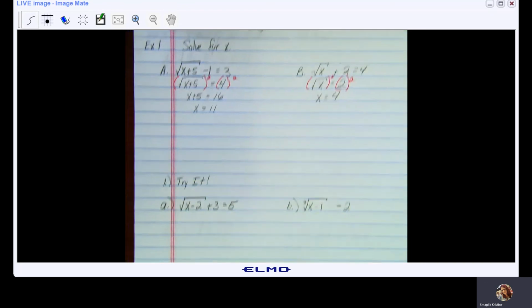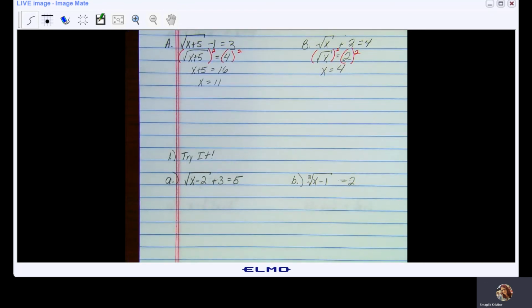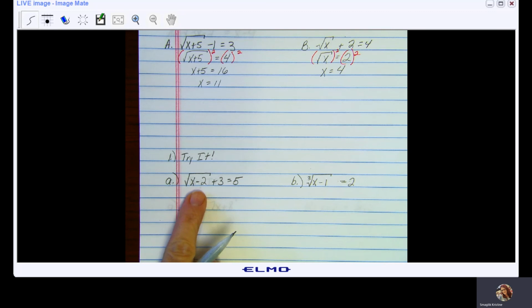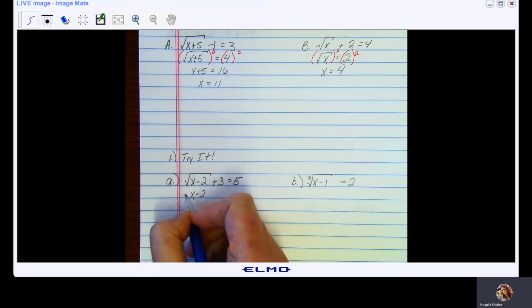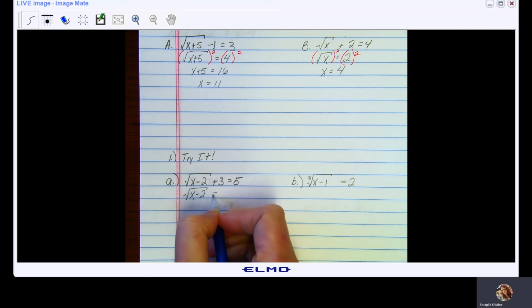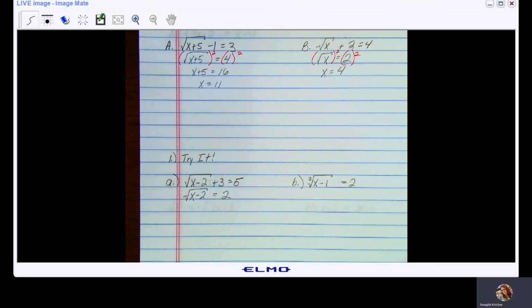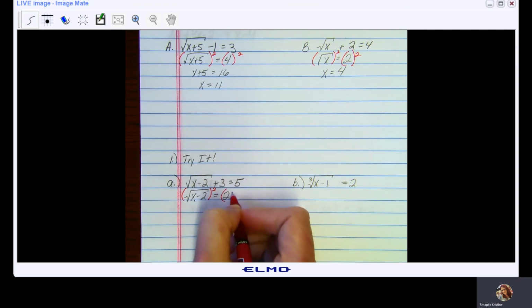Here are the trials. Again, I recommend you pause the video, jot these down, give them a try, and then come on back and see how you did. So on A, the first step I'm going to do is subtract the 3 from both sides. That leaves me with the square root of x minus 2 equals 5 minus 3, which is 2. To undo the square root, I'm going to square both sides.